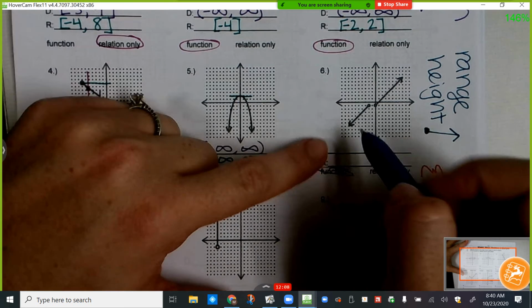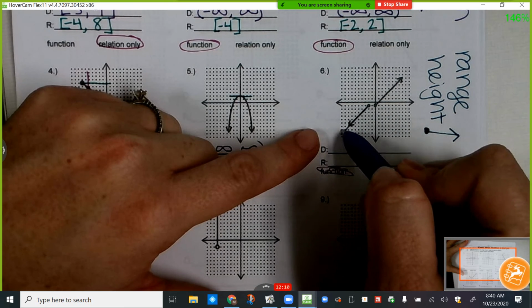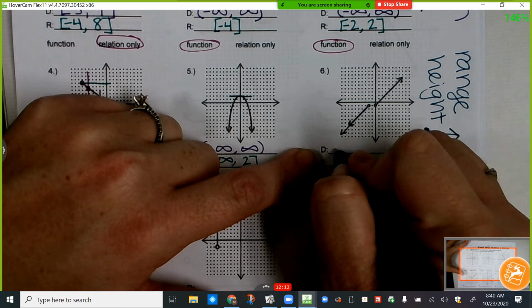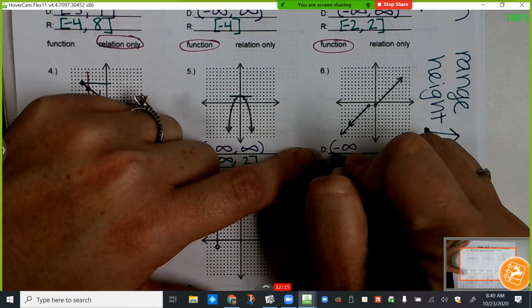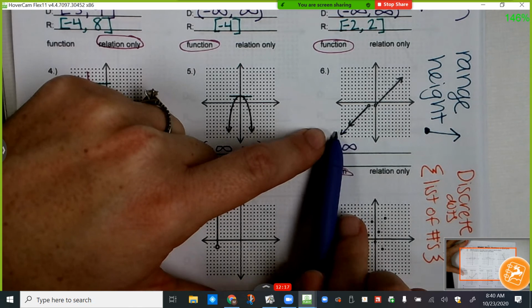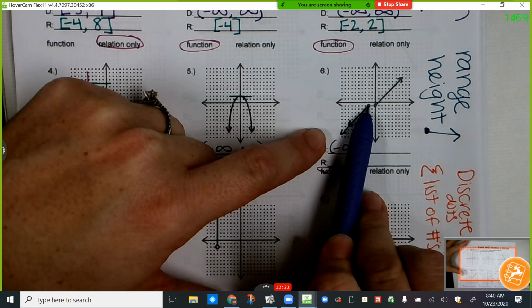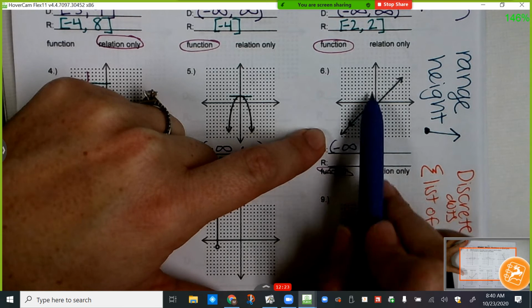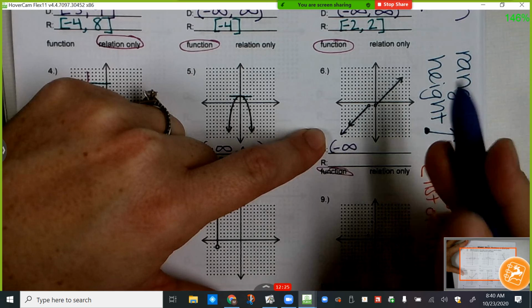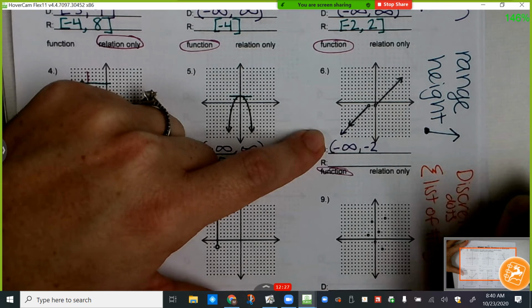So, domain, side to side, does this go to the left forever? Yes. Now, looking side to side, it has a line all through here, but then it stops where? Negative 2. Is there any other point at negative 2? No, so it stopped at negative 2. Now, I have a question, though.